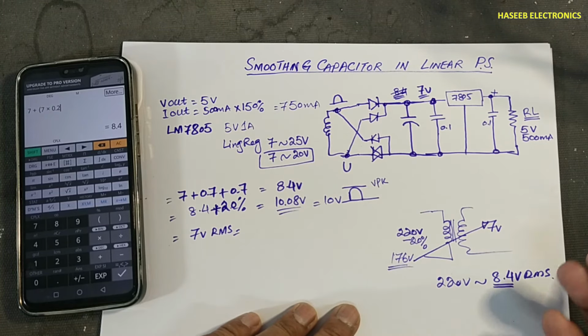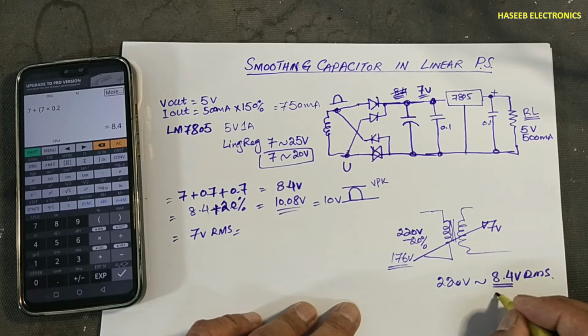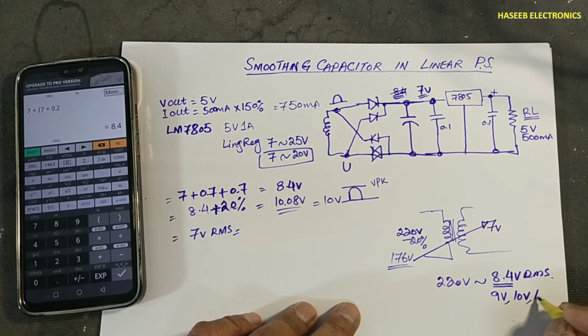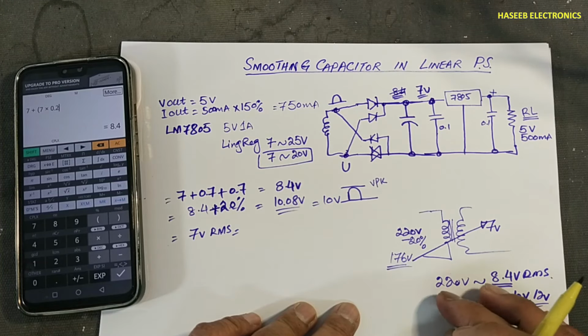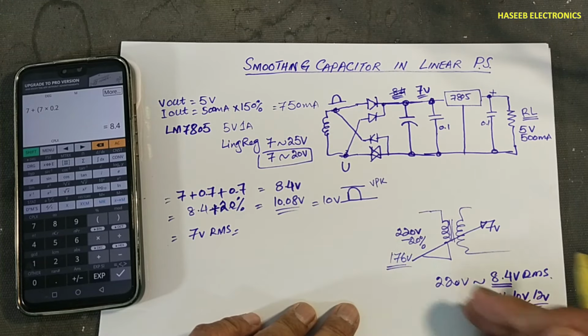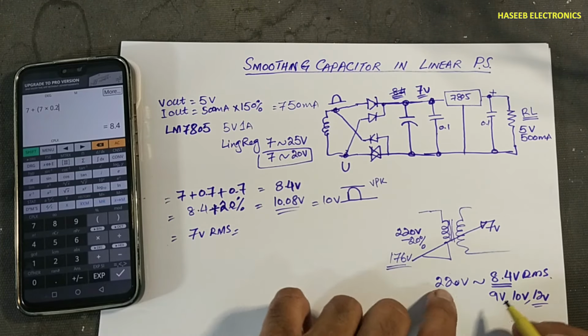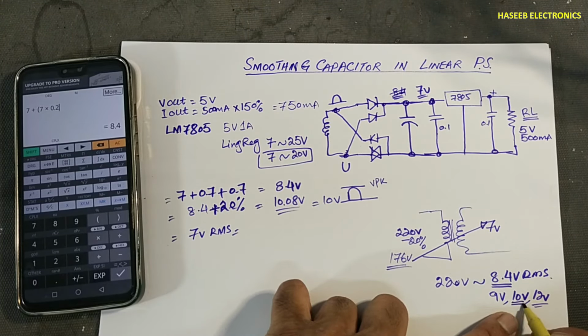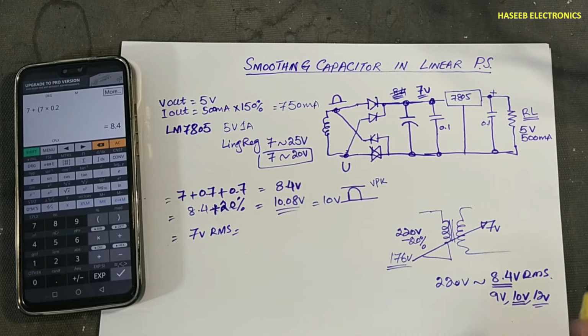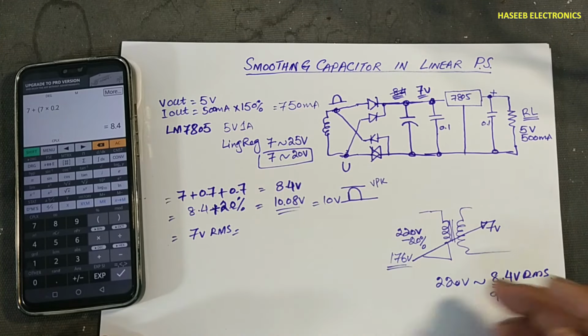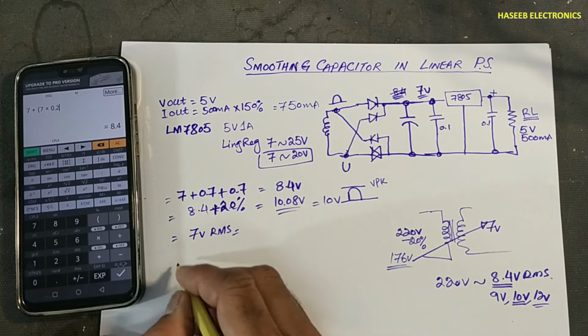An 8.4 volt transformer is not available. We can select 9 volt, 10 volt, 12 volt. It is much better to purchase a transformer from a shop instead of winding it at your end. Any transformer, if you are selecting a 10 volt transformer, that's nice. Let's assume a 10 volt transformer.